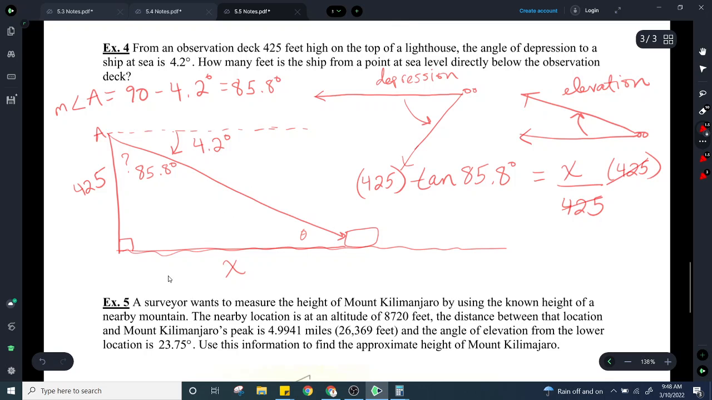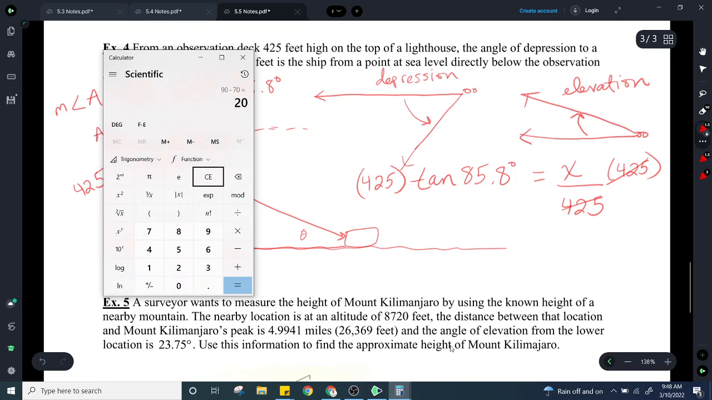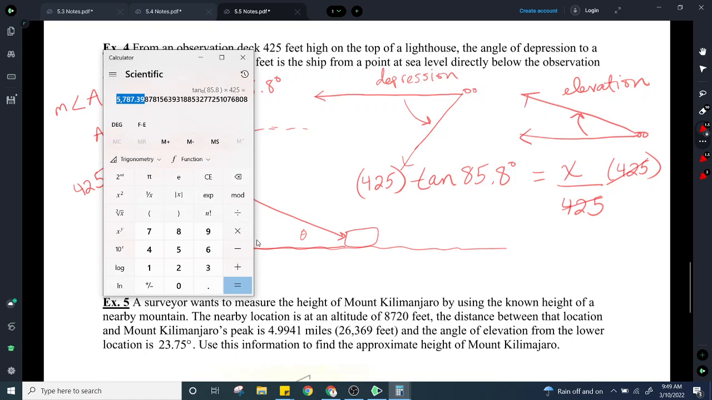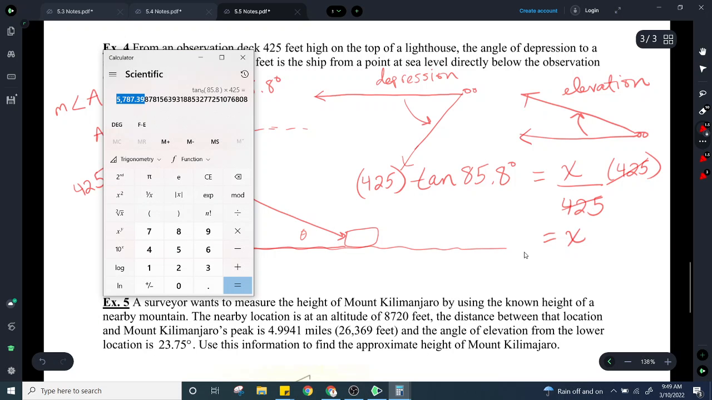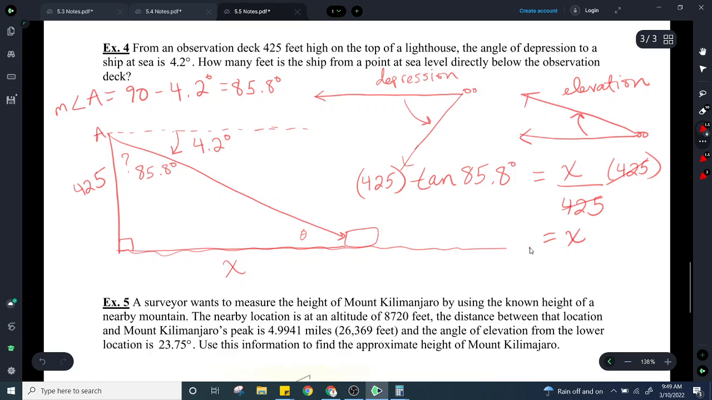Then in my calculator, I'm going to put that information in. I'm going to do the tangent of 85.8 degrees first, and then times the 425. I'm getting a distance of 5,787. That sounds about right. You're talking about a ship out at sea, so it should be pretty far away from that lighthouse. So x is approximately 5,787 feet, rounding to the nearest whole number for now.